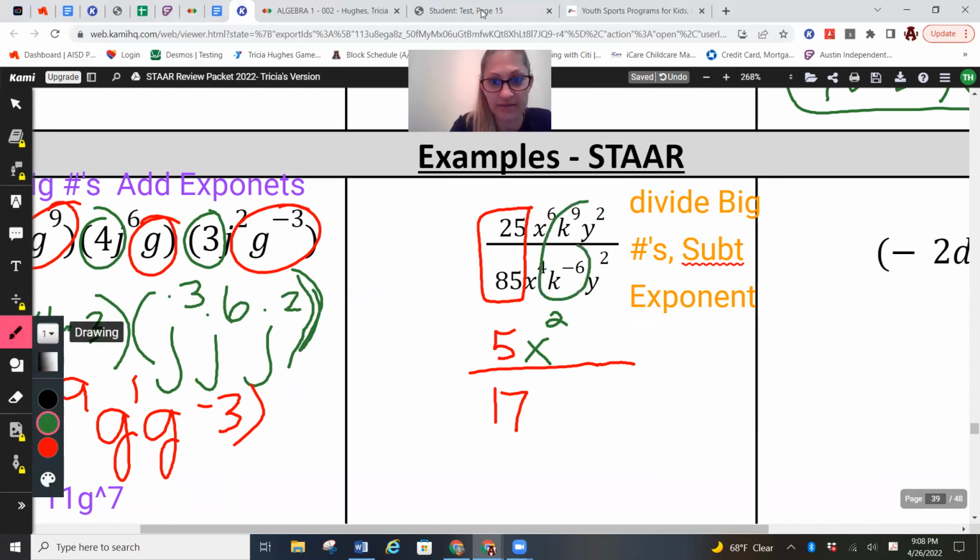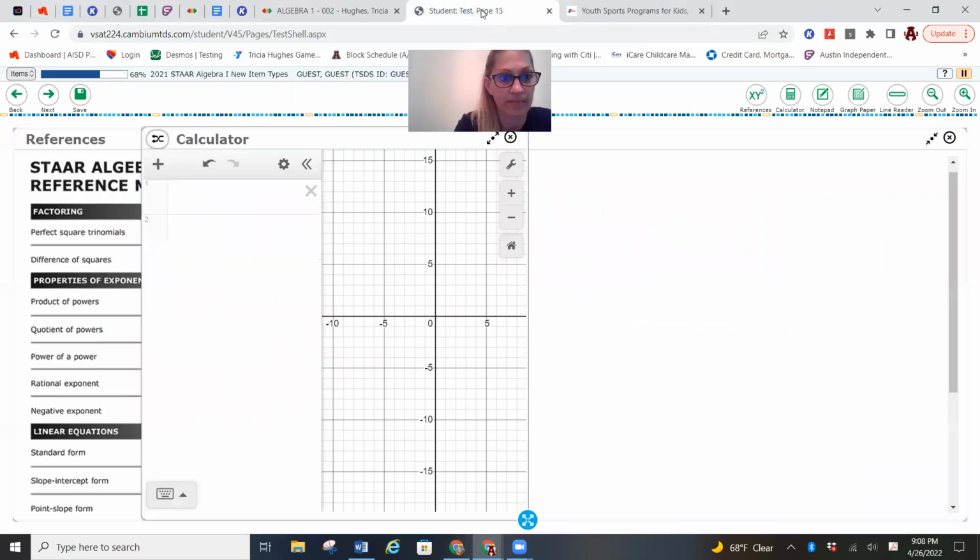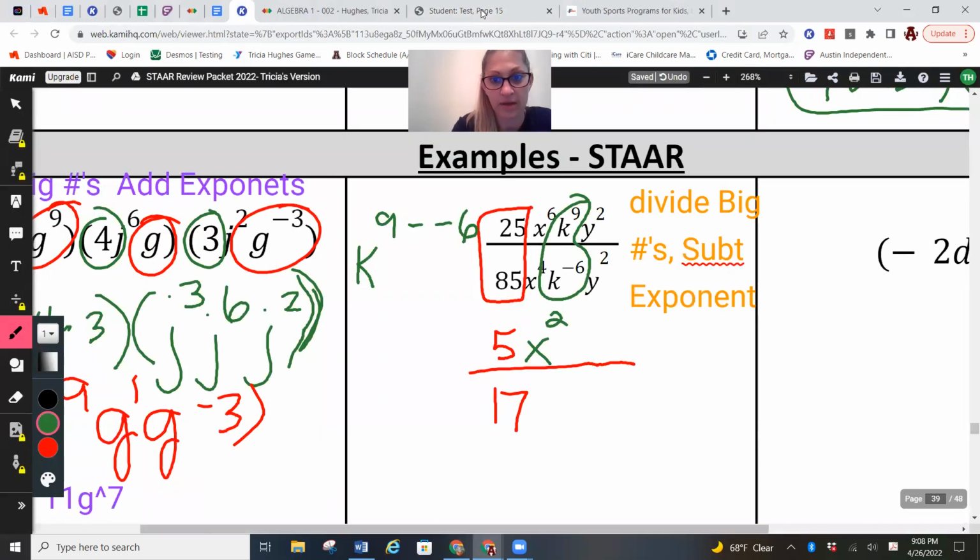For my k's, I'm going to subtract exponents. 9 minus a negative 6. 9 minus negative 6 is positive 15. K to the positive 15.